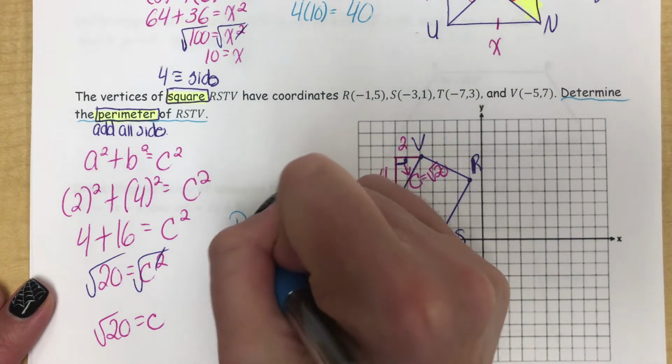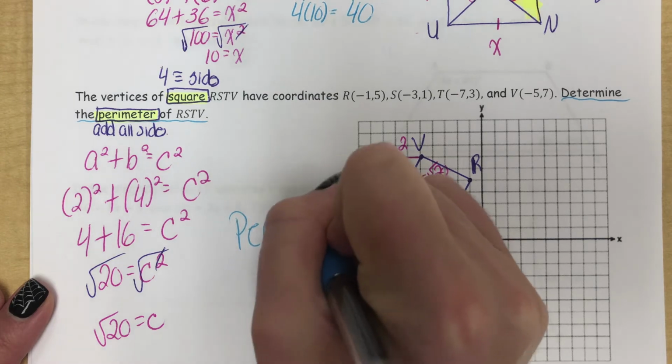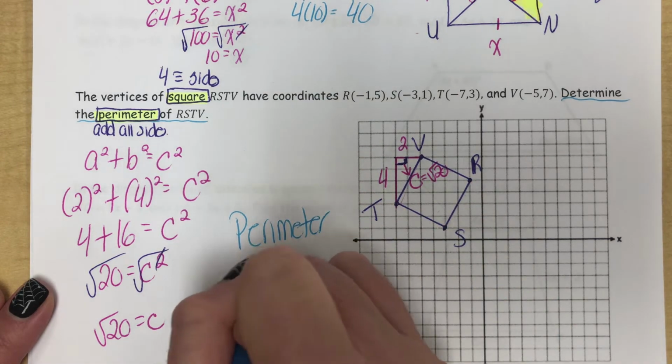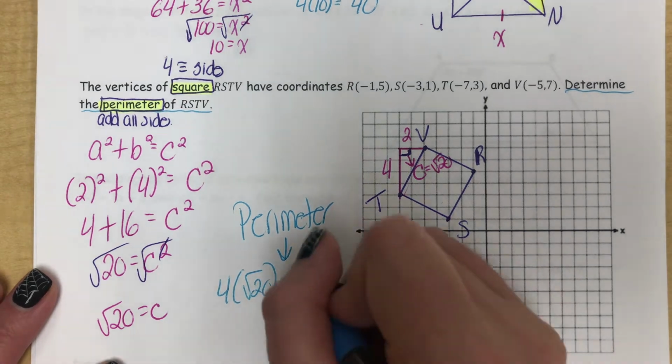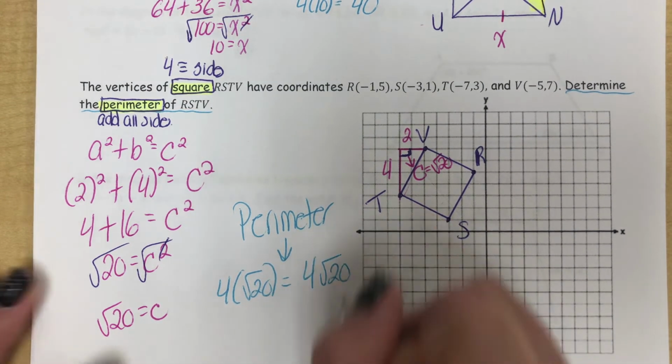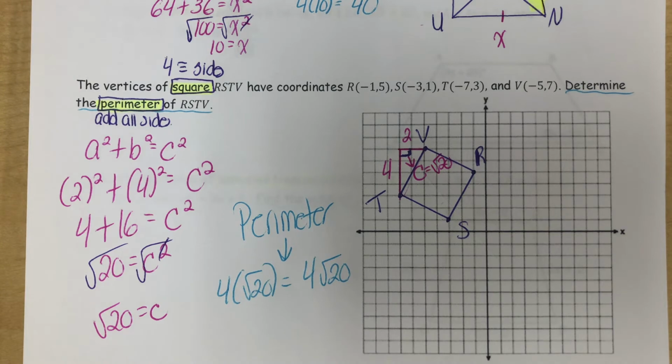If I want to find the perimeter, I'm going to just do 4 times the square root of 20, which will literally just be 4 rad 20, 4 radical 20, or 4 times the square root of 20. All right, that's 3 different ways to say this answer. It does not say to round. You cannot type this in. You have to write it like this.